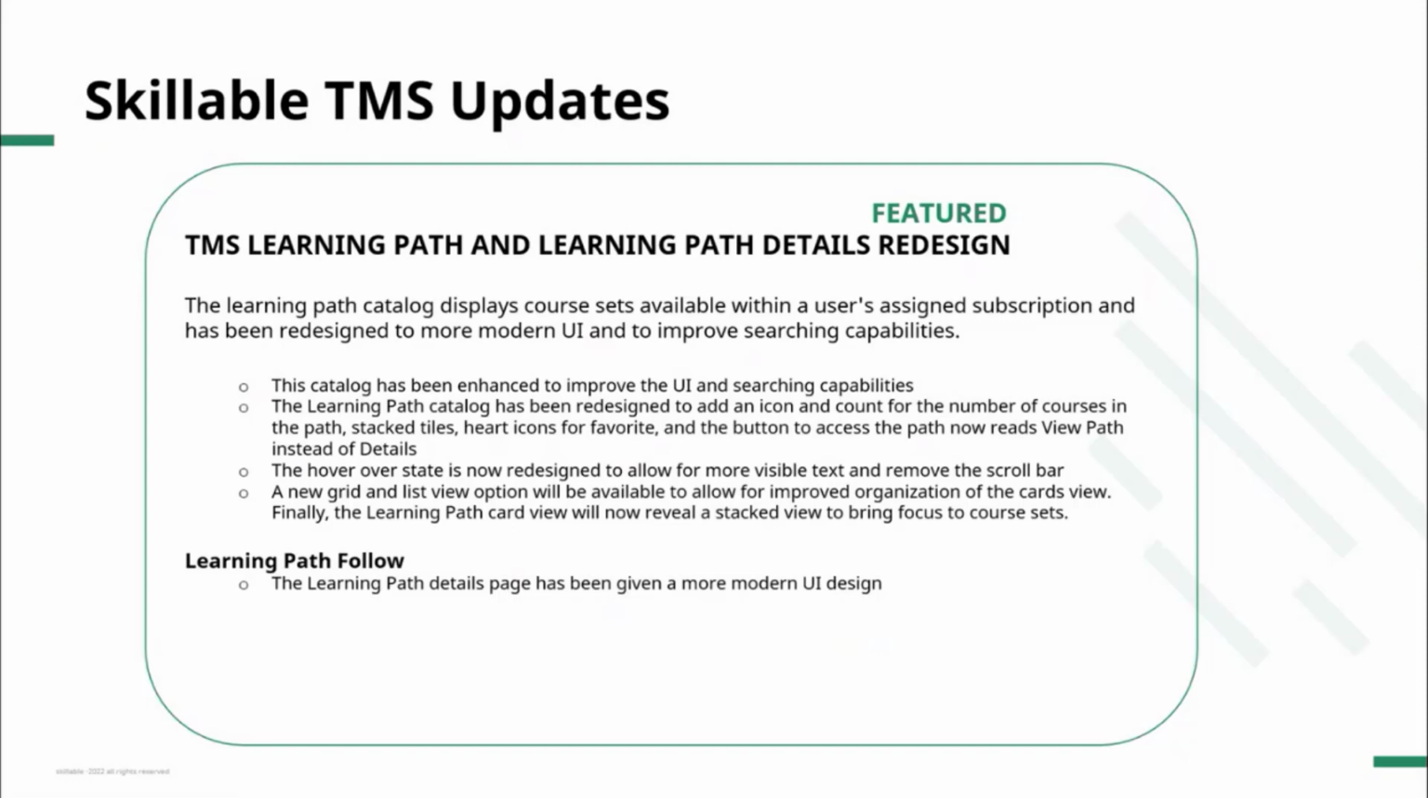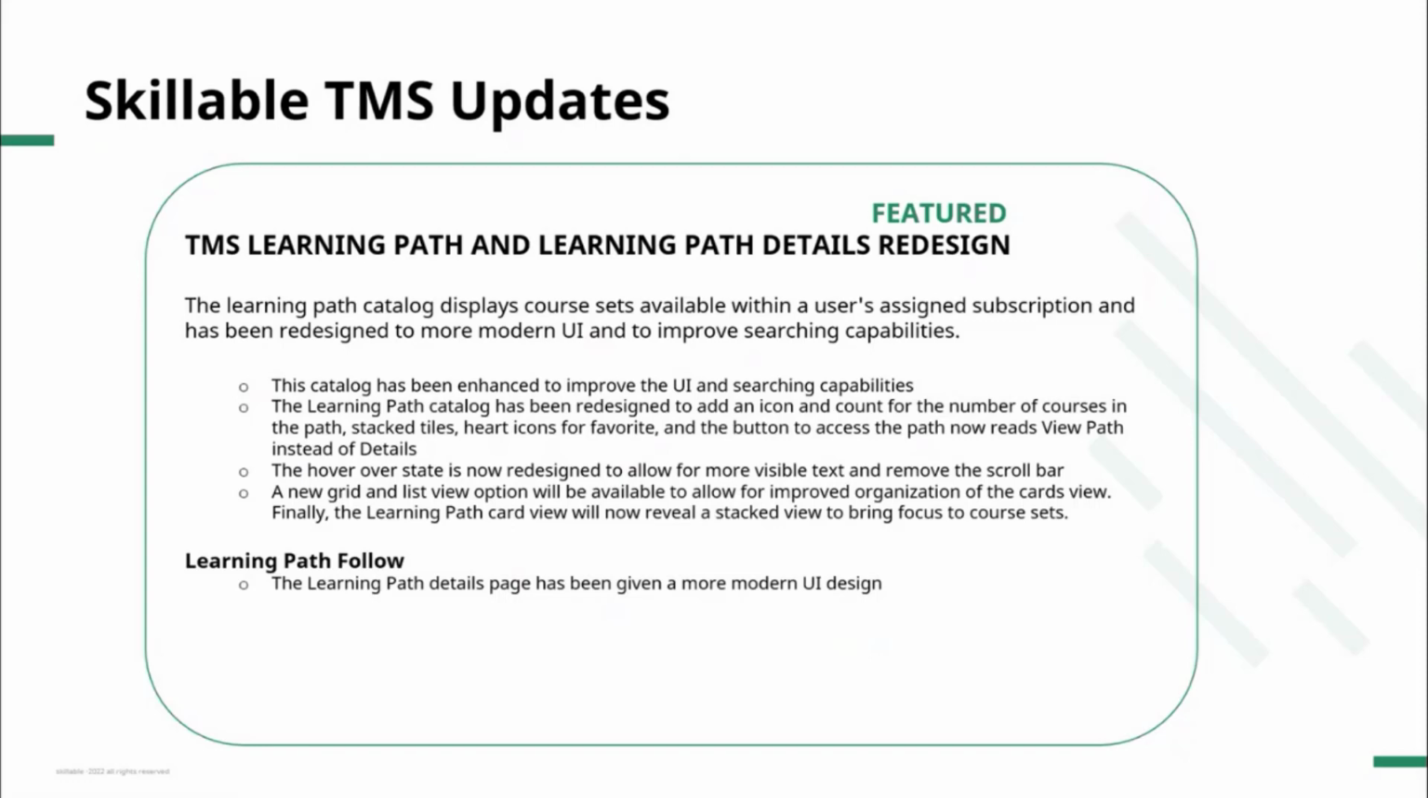We've also done some redesigning. Now we've started to add those icons that you're seeing in other catalogs. We've also got counts for the number of courses in the path. We've got stacked tiles, so you can see that it's a learning path and there's multiple courses within there. We've got the heart icons, just to make it look a little bit nicer and give easier access to get to things as well. The hover over state has now been redesigned, so you get more visibility.